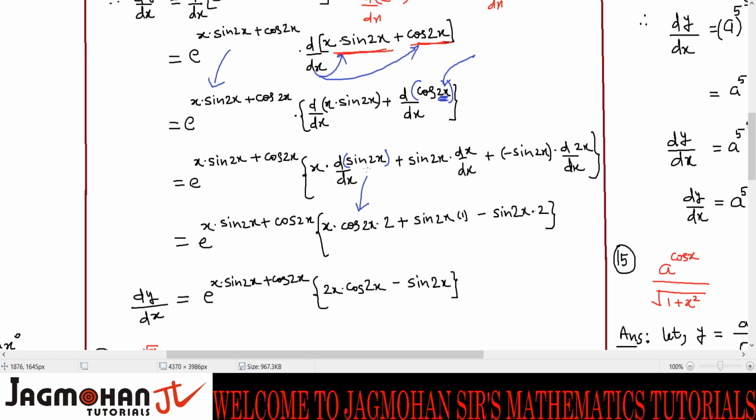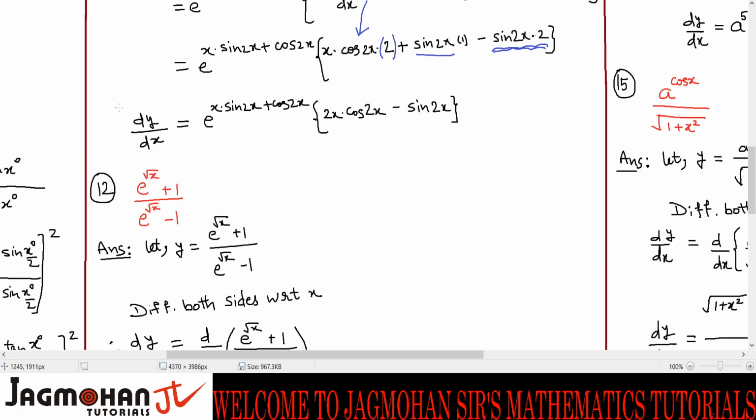x into d by dx of sine 2x. So d by dx of sine 2x is cos 2x into d by dx of 2x, which is 2. Sine 2x into d by dx of x is 1, and minus sine 2x into 2. So this gets you, now this 2 into x is 2x, cos 2x and minus sine 2x. Why minus sine 2x? Because you have plus sine 2x and minus 2 times sine 2x. So sine 2x minus 2 sine 2x is minus sine 2x, and this is your final answer. This is the final answer. Thank you.